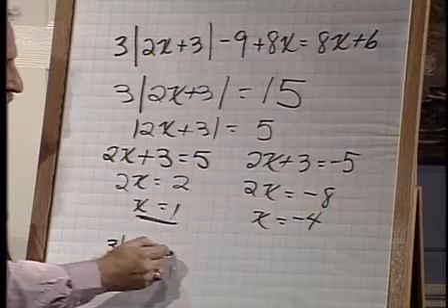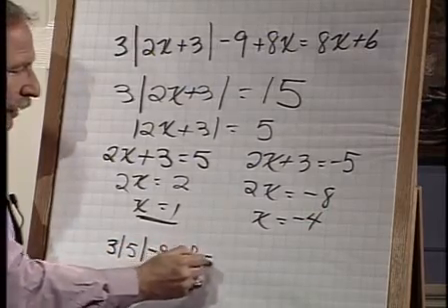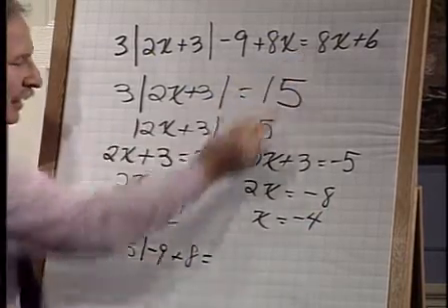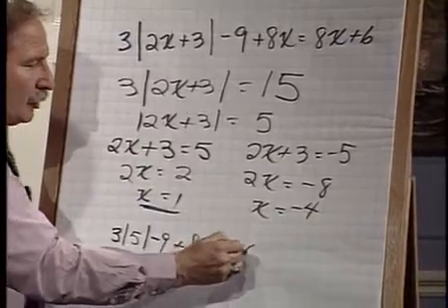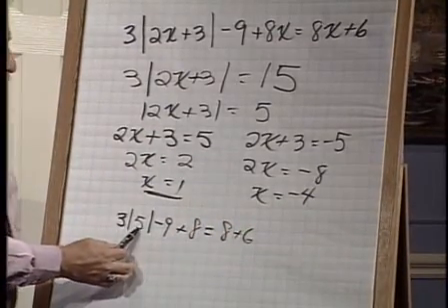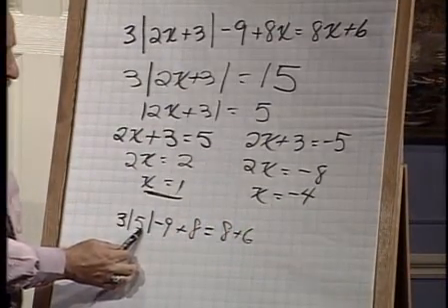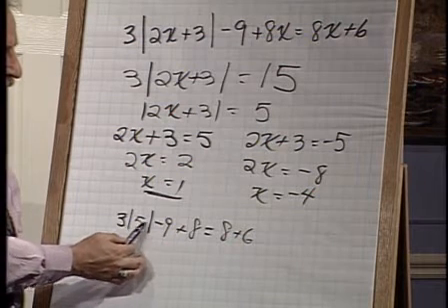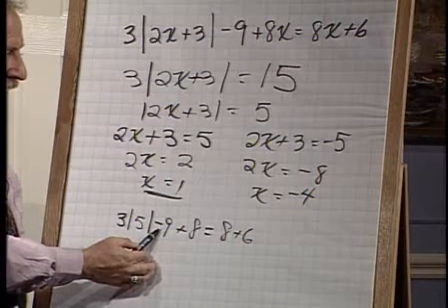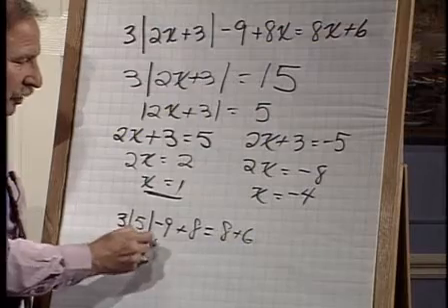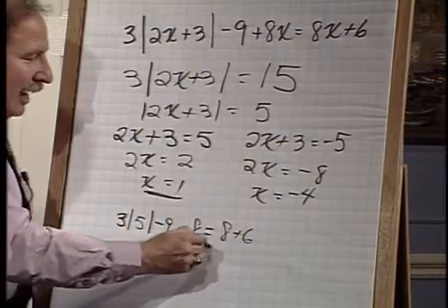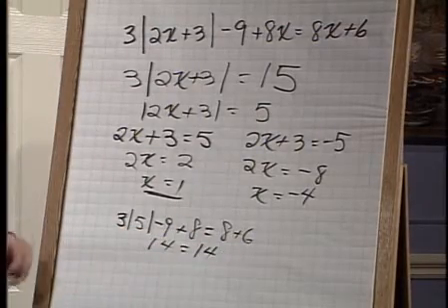8 times 1 is 8, equals 8 times 1 is 8, plus 6. The absolute value of 5 is 5. 3 times 5 is 15. 15 minus 9 is 6. 6 plus 8 is 14. 8 plus 6 is also 14.